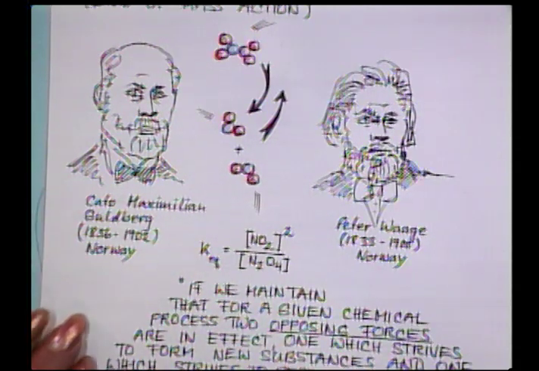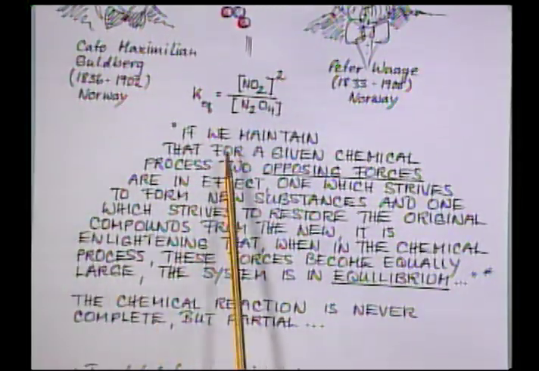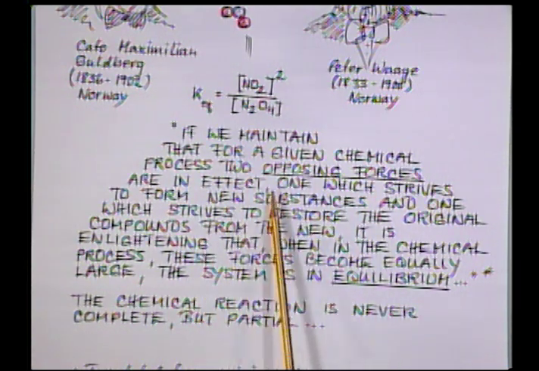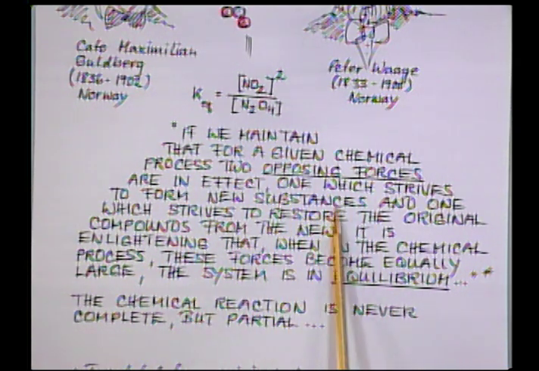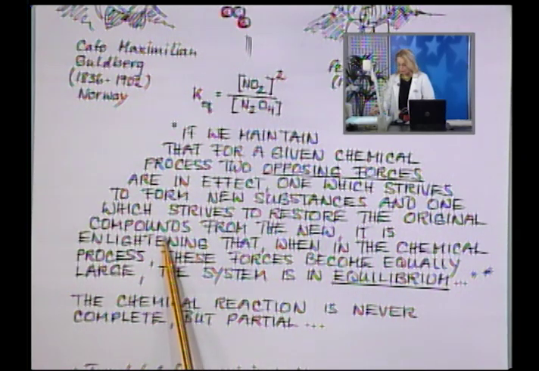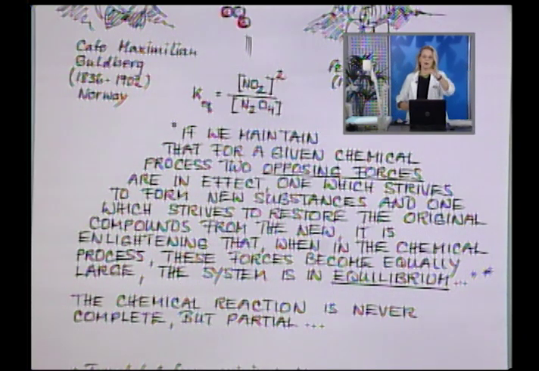These two gentlemen stated that if we maintain that for a given chemical process 2 opposing forces are in effect, one which strives to form new substances and one which strives to restore the original compounds from the new, it is enlightening that when in the chemical process these forces become equally large, the system is in equilibrium. That means the forward reaction is balanced out by the reverse reaction. And every reaction has its own equilibrium constant.